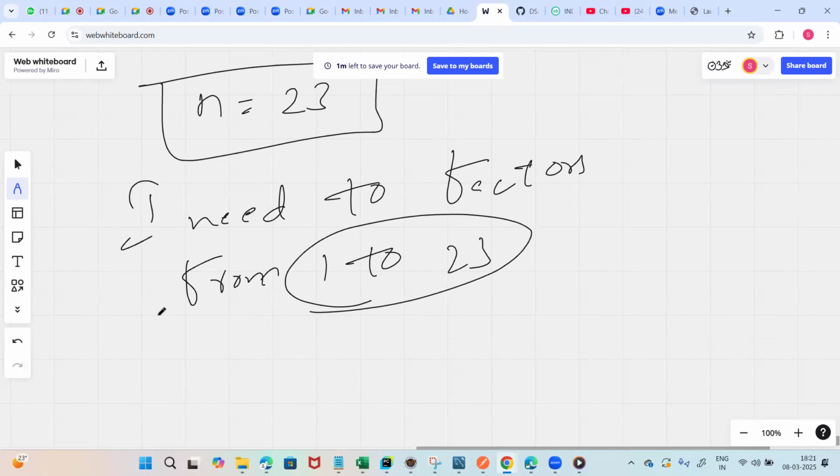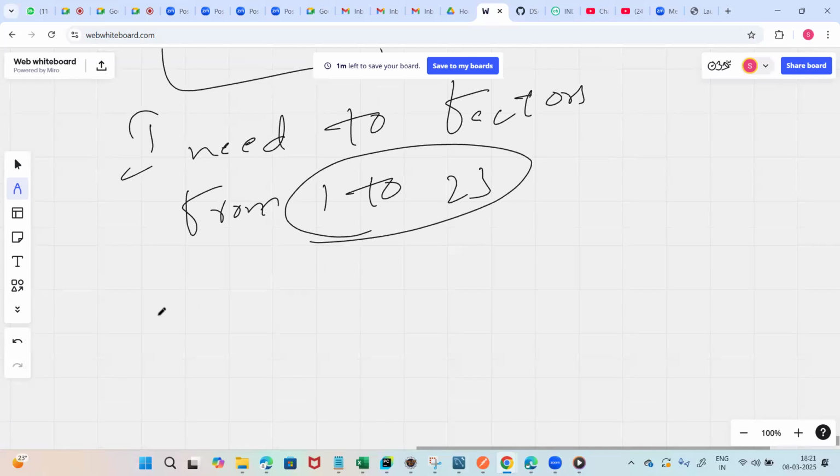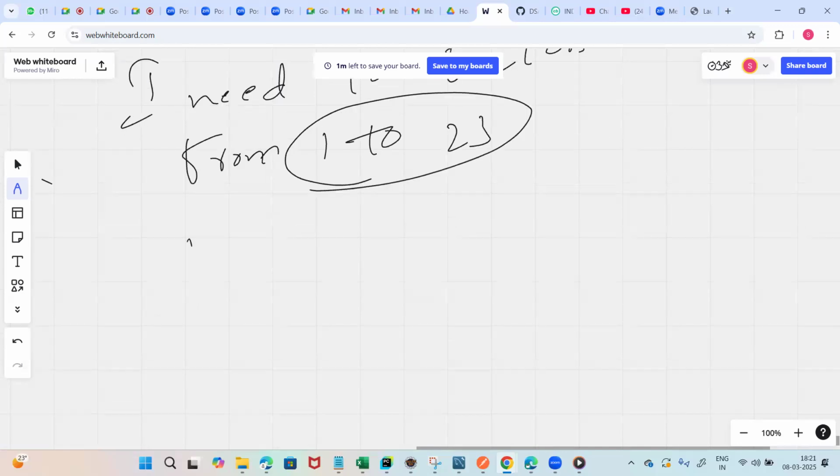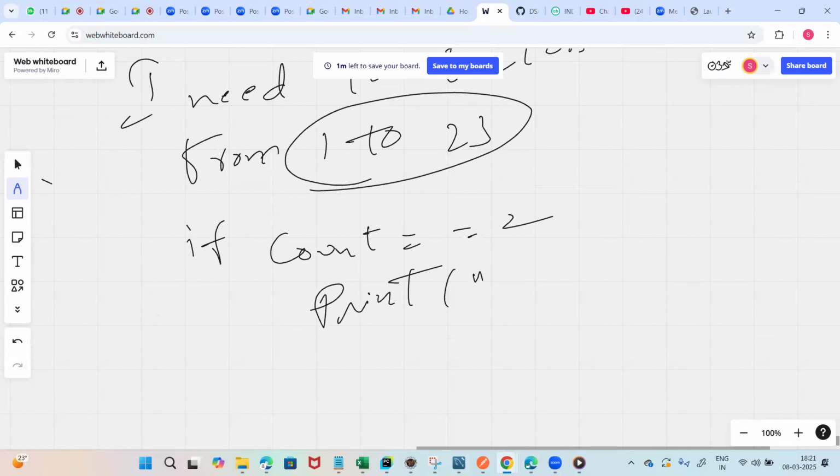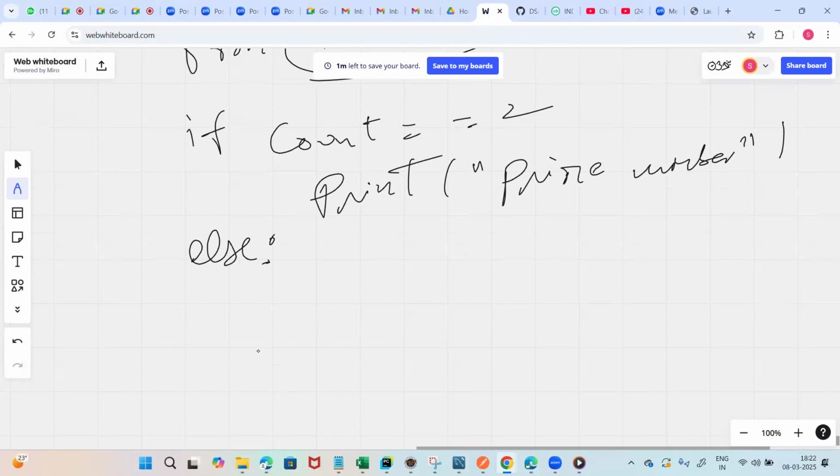After completing the finding of factors, we need to see if my count is equal to 2, then it is a prime number. Else, not a prime number.